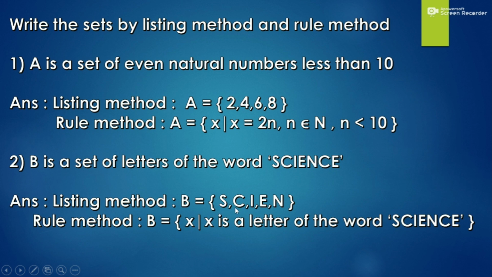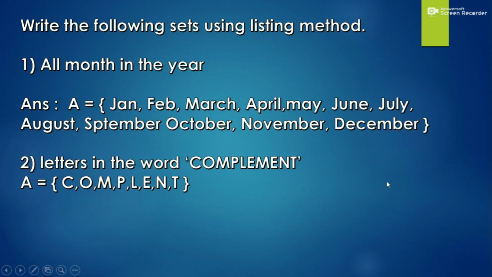That's why we can put here s, c, i, e, n. Here e is written only once and c is also only once, because there is no repetition of elements in the listing method. But in the rule method, B is the set of all x such that x is a letter of the word science. This is the rule method.